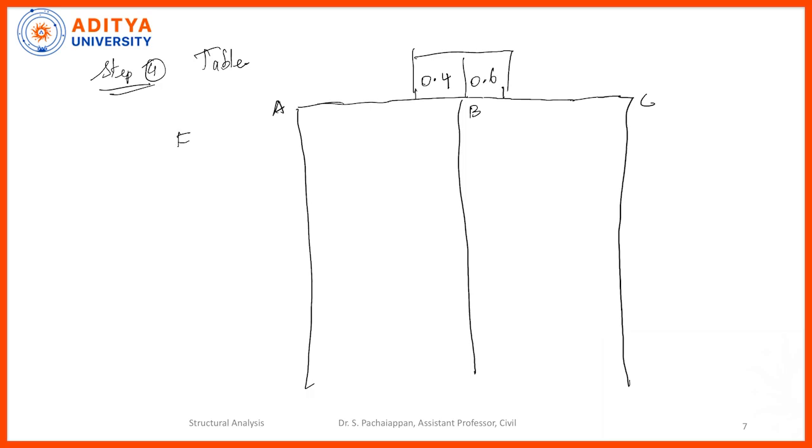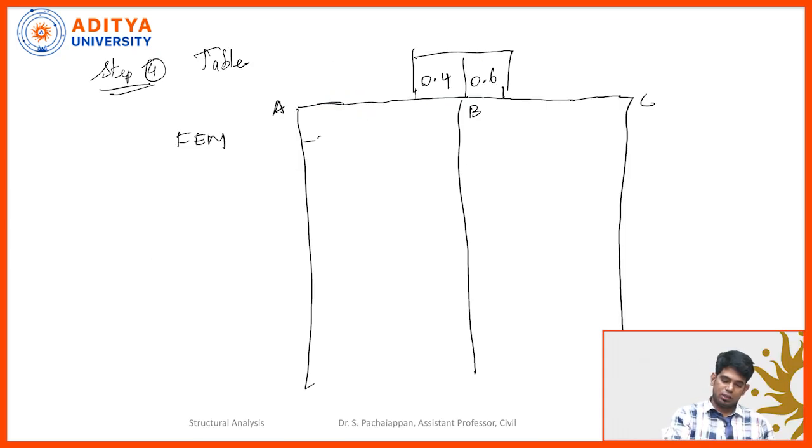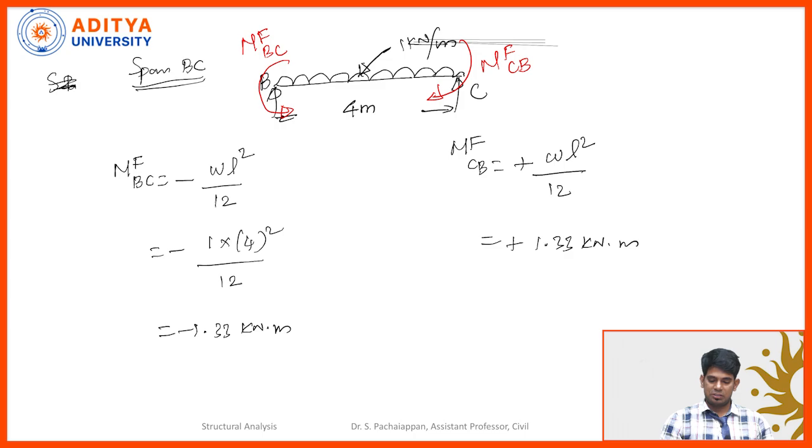Then we have to enter the fixed end moments which we calculated. Let's go back, and you can see we have the fixed end moment of, for example, minus 2.67 and then 1.33. So this is minus 2.67. This is MFAB, and then MFBA is plus 1.33, and then MFBC is minus 1.33, and then MFCB is plus 1.33. Now what is the issue we are going to face here? We know this beam has simply supported connections at A and B.